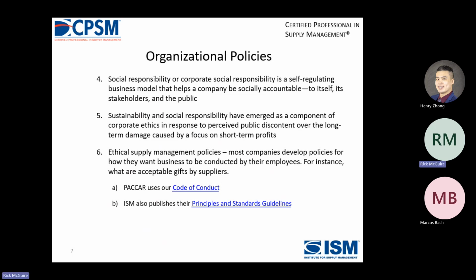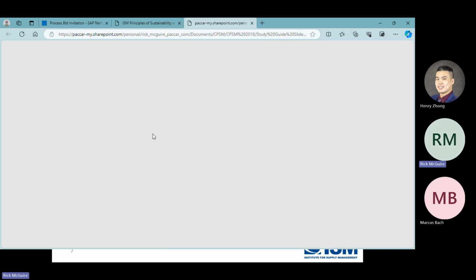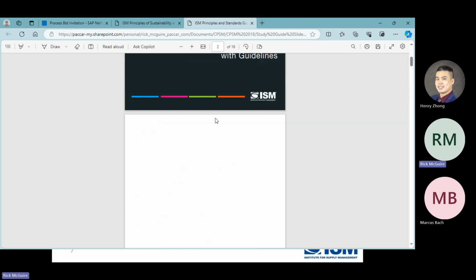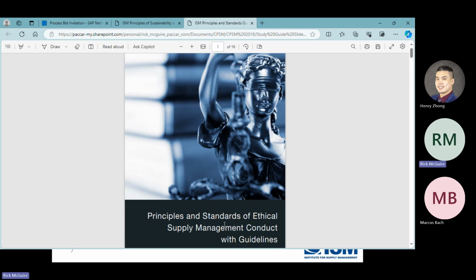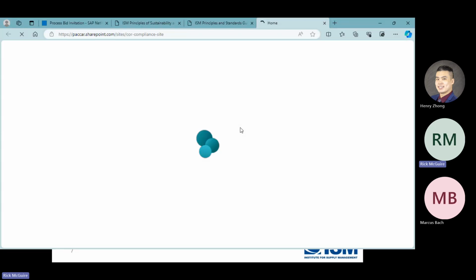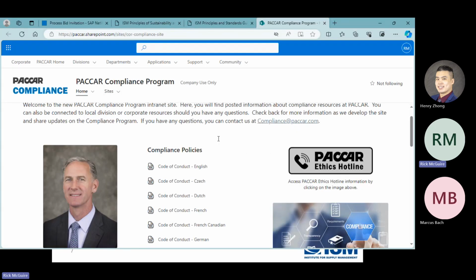Ethical supply management policies. Most companies develop policies for how they want business to be conducted by their employees. For instance, what are acceptable gifts by suppliers? This is all found in our code of conduct. And ISM also has a similar code called their Principles and Standards of Ethical Supply Management. But our code of conduct has a whole website, and we get tested on this like once every 2 years or so.